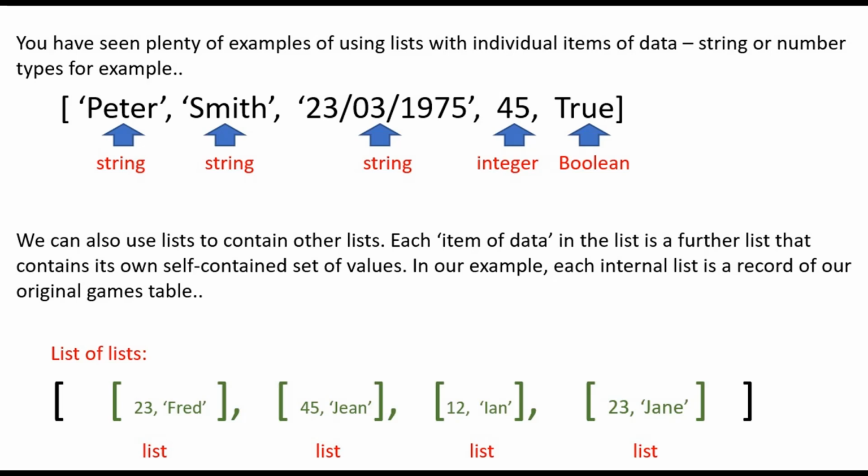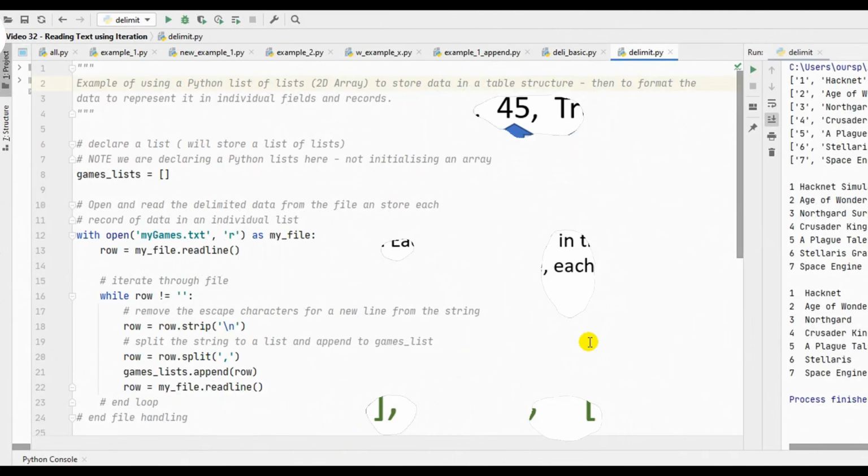Okay, so let's go through each section of code and explain how this works. Let's start off with the comments that I put at the very top. It says an example of using a Python list of lists, which we could also refer to as a two-dimensional array, to store data in a table structure and then to format the data to represent it as individual fields and records. So in other words, as closely representative of our original database table as possible.